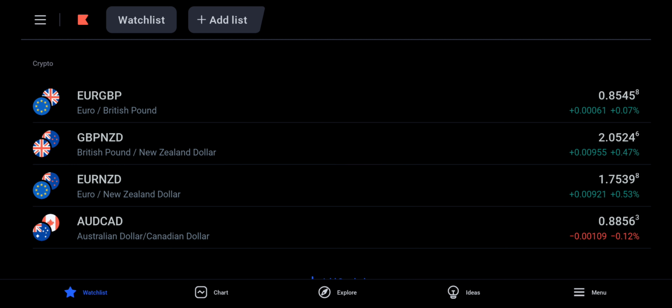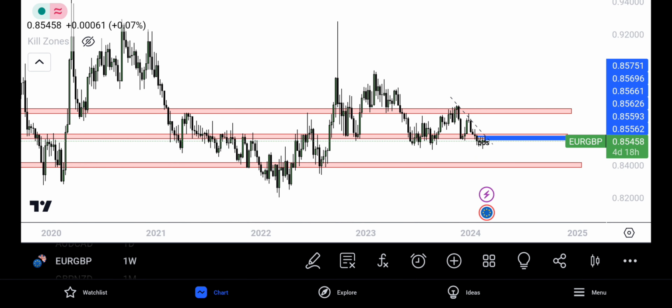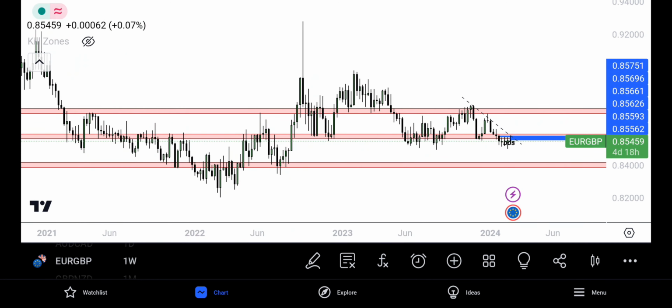All right, so let's get down to it. So the first pair we're looking at is EURGBP. And on EURGBP, it's very simple. First of all, I came to the higher time frame of the weekly. So right now we're looking at the weekly time frame.